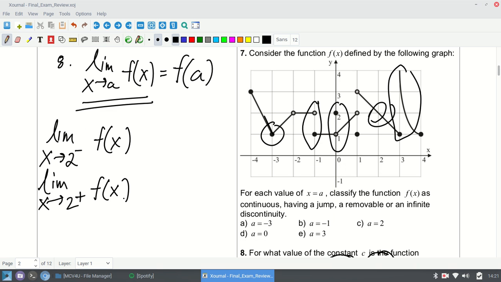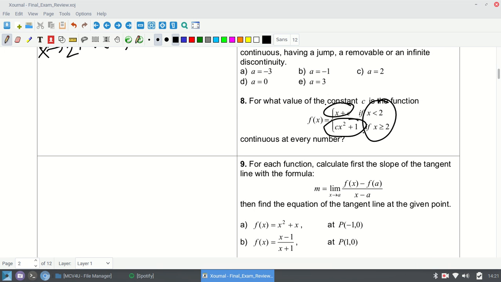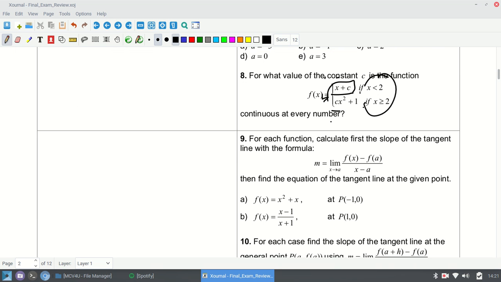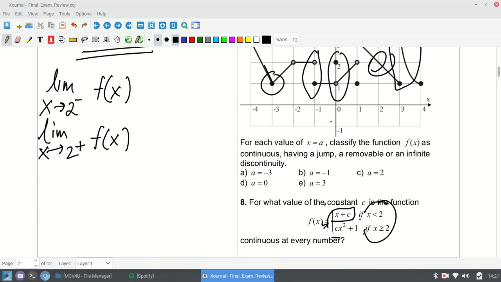Now from the left, that's the x plus c function. Let me just erase all this because it's getting messy. The x plus c function is the one I use. x plus c is a polynomial, so as we talked about in previous videos, I could just plug in the x value, so I get 2 plus c. For the other one, I get 2 squared times c plus 1. 2 squared is 4, so it's 4c plus 1.